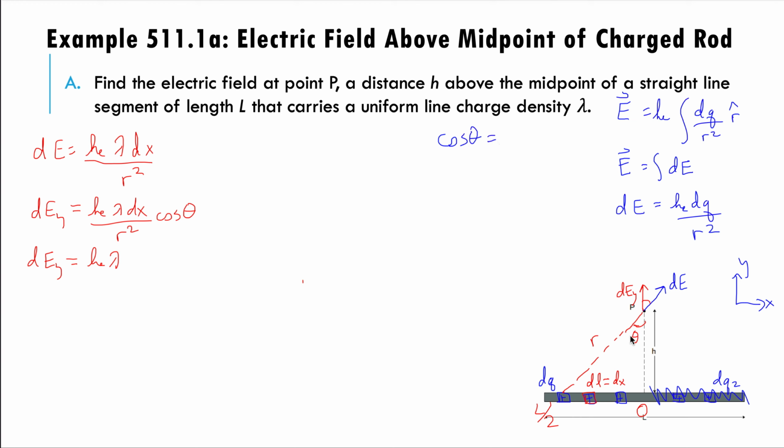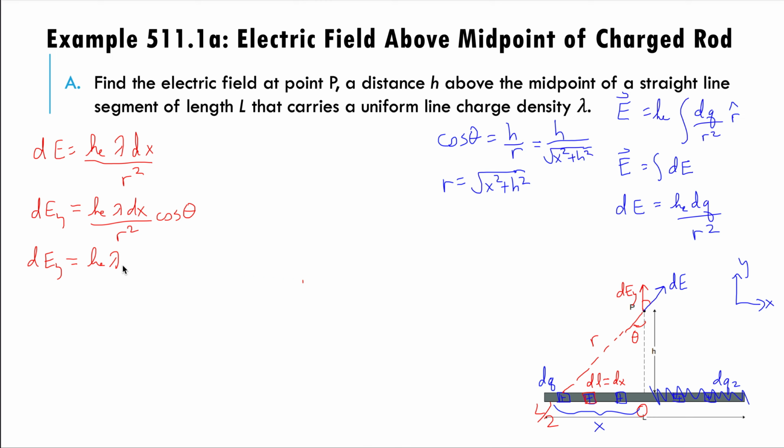Cosine theta is adjacent over hypotenuse, so h over r. And our r depends on x, right? So r is the hypotenuse, and then x is over here. So r is the square root of x squared plus h squared. So we can also write cosine of theta as h over the square root of x squared plus h squared.